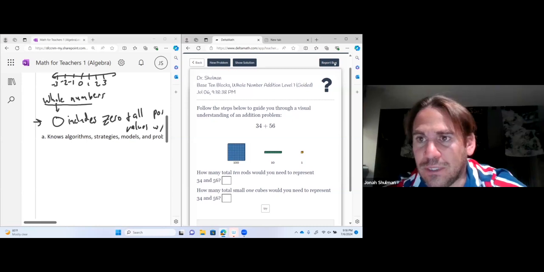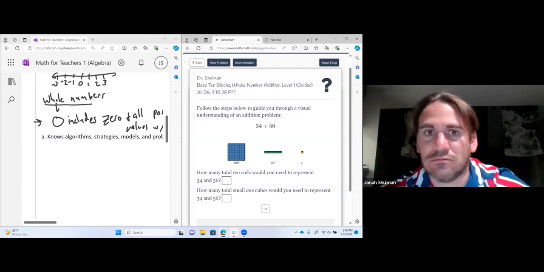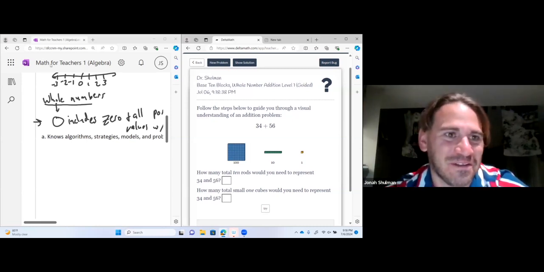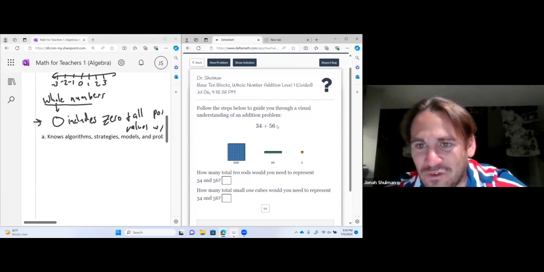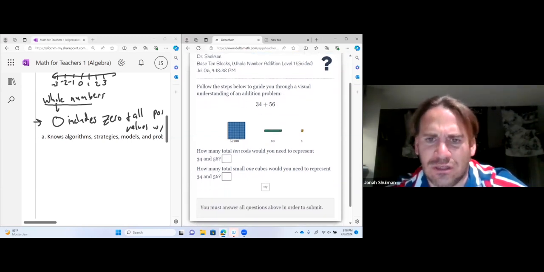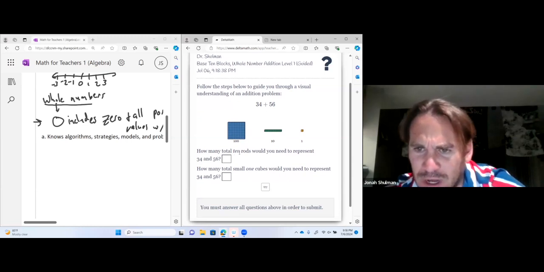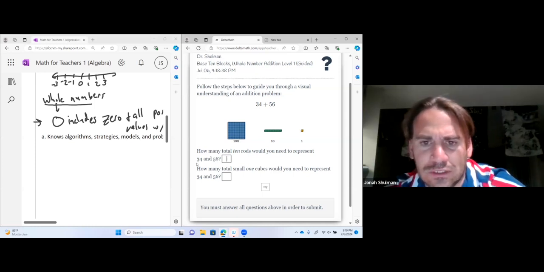So these are our base 10 blocks. I'm going to move my weird head so this doesn't have to float in our way. There we go. So 34 plus 56. Follow the steps below to guide you through a visual understanding of addition. How many total 10 rods would you need to represent this? All right, so they're giving us the answer is 111. That doesn't make sense because it doesn't even add up to 100. Oh, they just want to ask, okay, so 6 and 4.